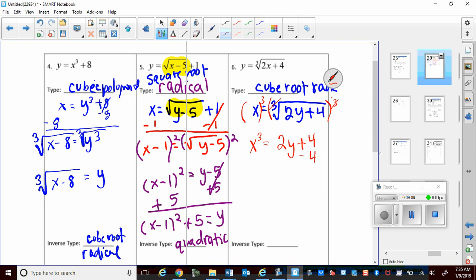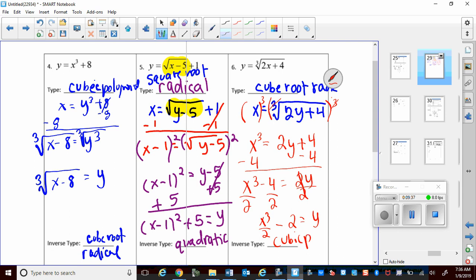We subtract 4 on both sides. Obviously, these are not like terms, x cubed and 4, so it becomes x cubed minus 4 equals 2y. Then we divide both sides by 2. I like to divide individual terms, producing x cubed over 2 minus 4 divided by 2, which is 2, equals y. And we have produced a cubic polynomial because we have x to the cube power.